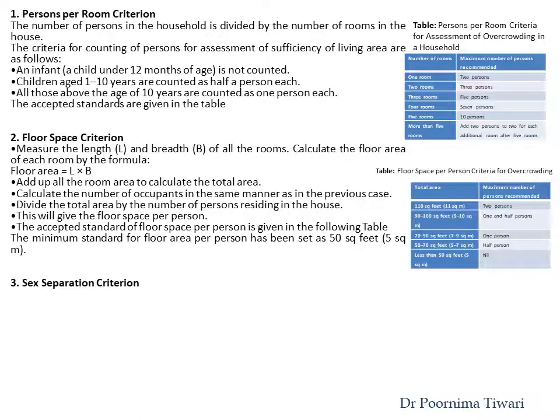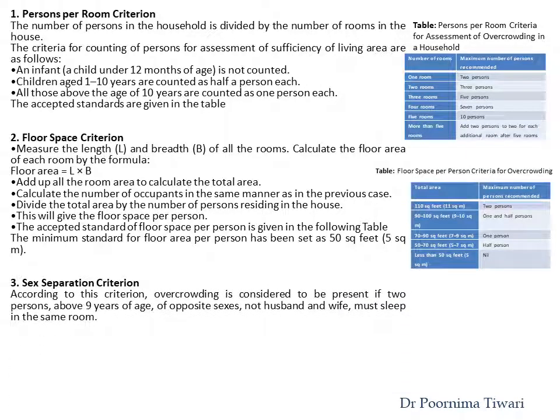Third criterion is sex separation criterion. According to this, if 2 persons of opposite sex more than 9 years of age who are not husband and wife are obliged to sleep in the same room, that is, must sleep in the same room, meaning there is no other option but to share the room for sleeping, then you can say overcrowding is present by sex separation criterion. Mind you, must sleep in the same room means that because of limitation of the number of rooms, they are obliged to share the room.